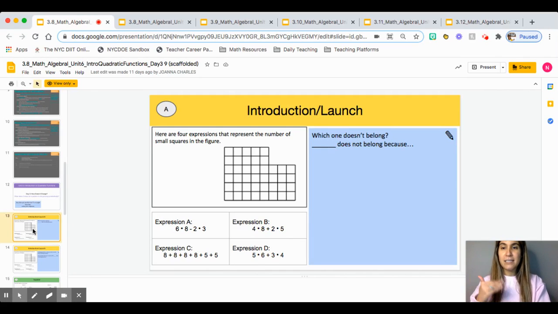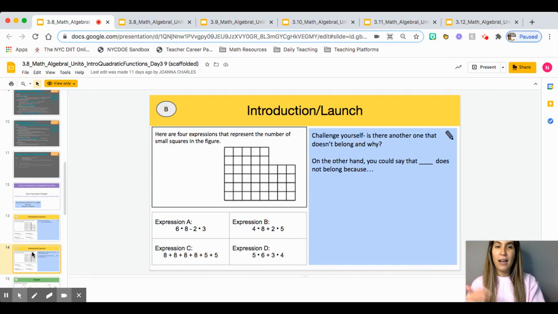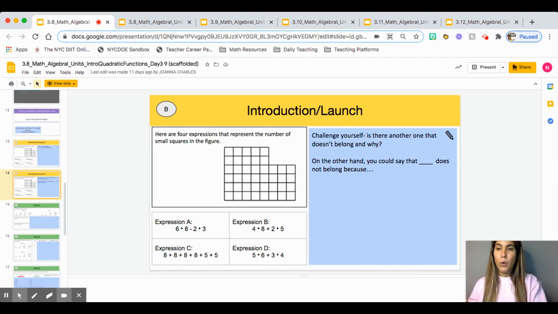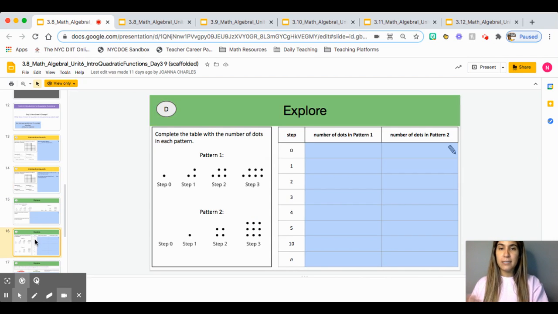As we see this, slide A and slide B have to do with the same type of thinking. So these would be basically the same type of approaches and skills that will be developed. Now, when we move on to slide D, the students are asked to complete the table with the number of dots. Same thing here. I would have the students look at the image first and analyze what they already know.